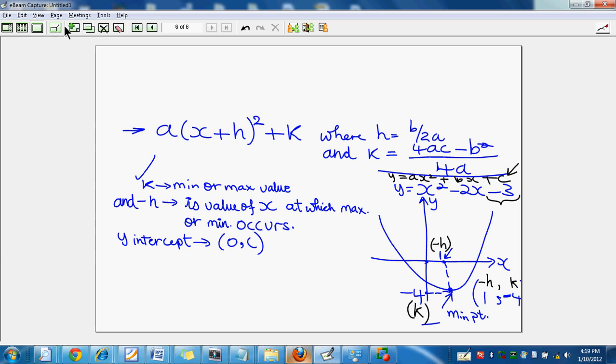So this curve is going to cut the y-axis at the point 0, c, which in this case will be 0, minus 3, in this particular example. And that means that this point here, which is the y-intercept, where the curve is cutting the y-axis, will be the point on the y-axis where y is equal to minus 3. So here will be minus 3, like that. Okay? So put that in.